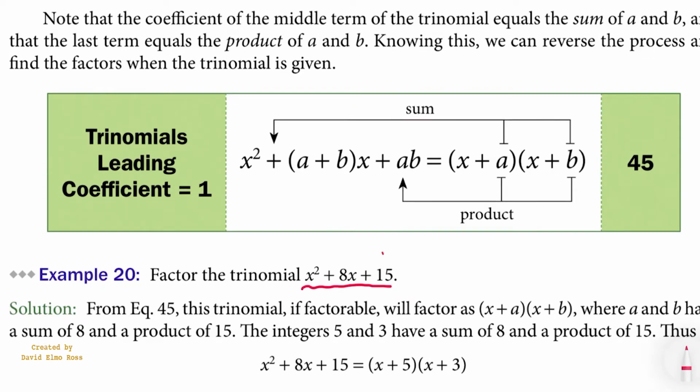Now what we want to do is take a trinomial like this and factor it. And the whole trick to this is taking a look at the constant here, which is 15. Let's write down all the factors of 15. So 15's factors are 1, 3, and 5. Those are the three factors.